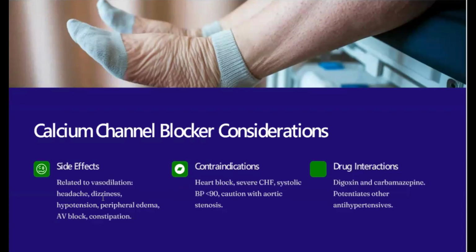Then let's talk about the calcium channel blocker considerations. Like I said, it's very important to remember it is a vasodilator. And as a vasodilator, it can cause hypotension, peripheral edema. I have emphasized on it before, constipation. And also remember that they need to avoid grapefruit. Okay.